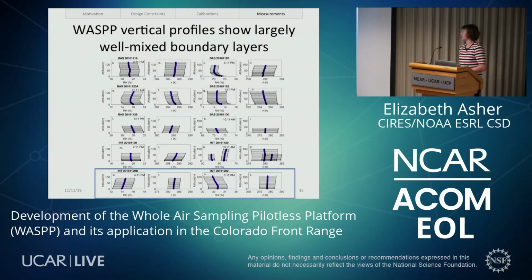So we have a number here of vertical profiles of relative humidity and potential temperature. Essentially, there are very small, if any, vertical gradients in relative humidity or potential temperature from many of our profiles. In particular, I want to draw your attention to these bottom two cases because I will be showing some VOC measurements from, I believe, December 2nd and the 29th, a second profile on the 29th of November last year.